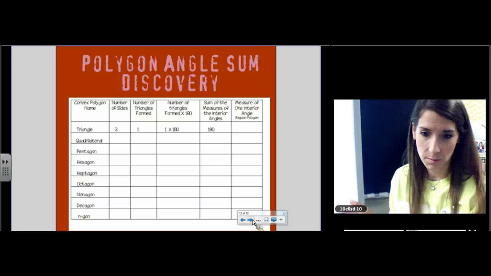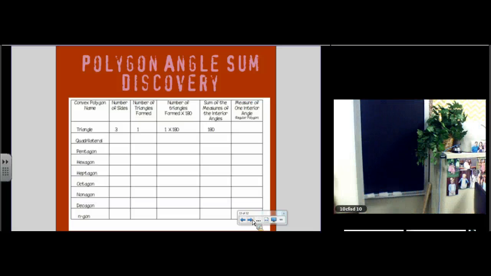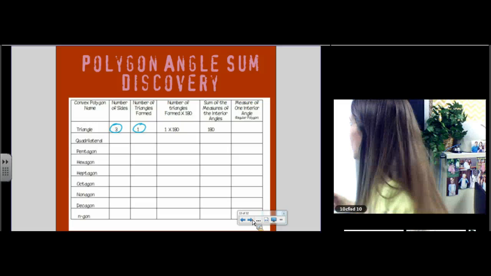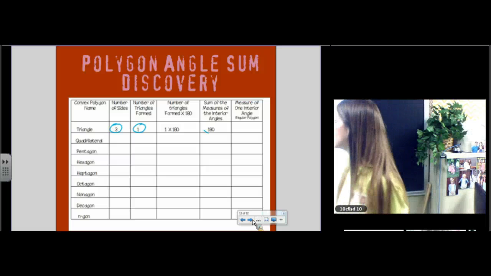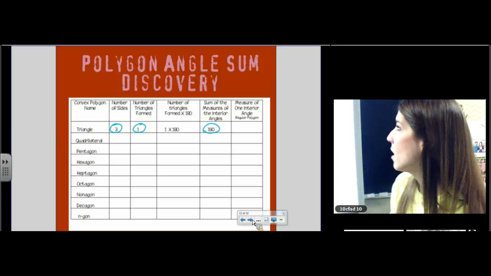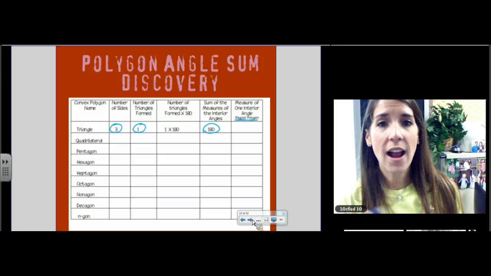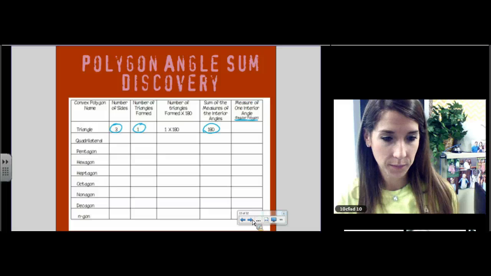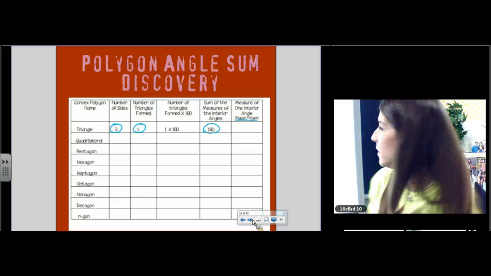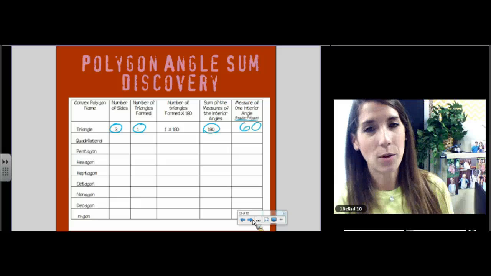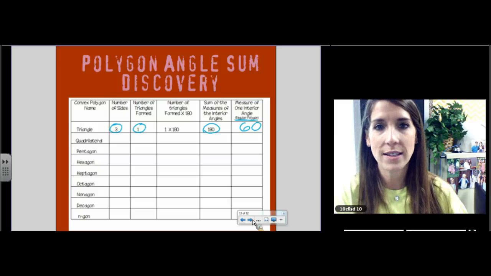Now, the first one doesn't really make sense. A triangle has 3 sides, so therefore there's one triangle. Every triangle has 180 degrees, so 1 times 180 means it has 180 degrees inside the triangle. If it was regular, this is my regular column, if it was regular, how many degrees would each angle be? 60 degrees. 180 divided by 3. So if it's an equilateral triangle, each angle would be 60 degrees.